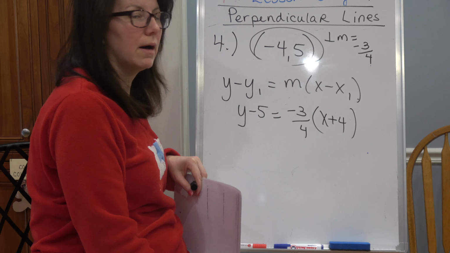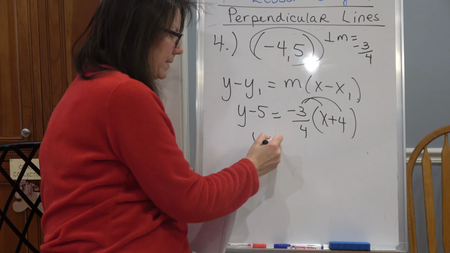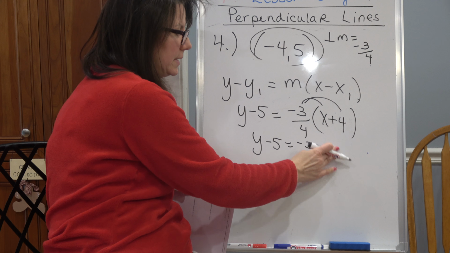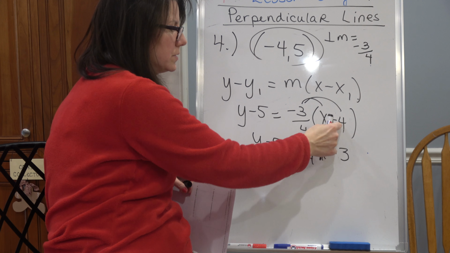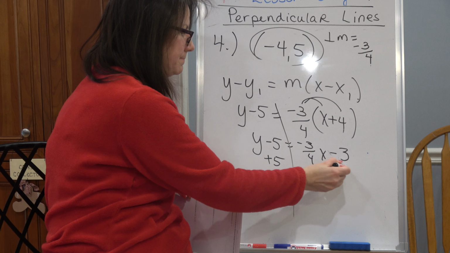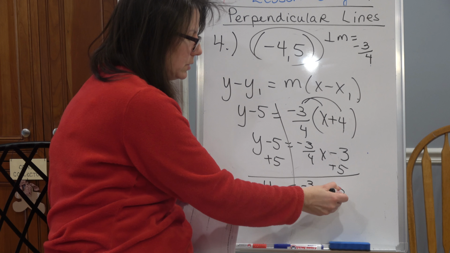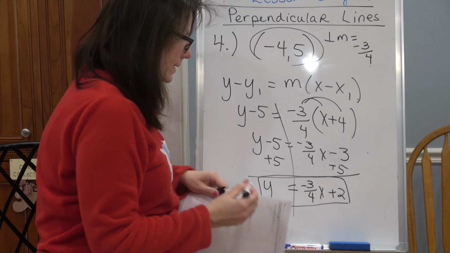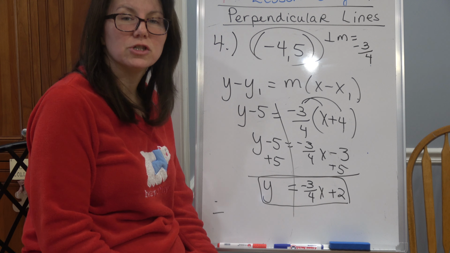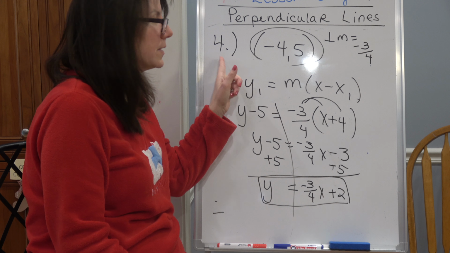And so now it's just a matter of simplifying this and getting it into y equals mx plus b. Y minus 5 equals negative 3/4 x plus, that's just going to be negative 3, right? Because the 4's would divide out. And now we just need to add 5. So y equals negative 3/4 x plus 2. Okay, so we've got our equation that is perpendicular to the original equation they gave us. So the answer is y equals negative 3/4 x plus 2 for number 4.